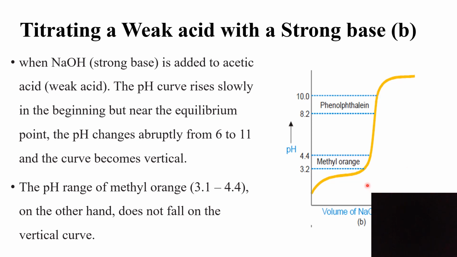The pH range of methyl orange lies between 3.2 to 4.4. On the other hand, it does not fall on the vertical part of the curve. Thus, if methyl orange is used as an indicator, the end point will be reached earlier than the equivalence point. Therefore, for the weak acid and strong base titration, phenolphthalein is used as an indicator.